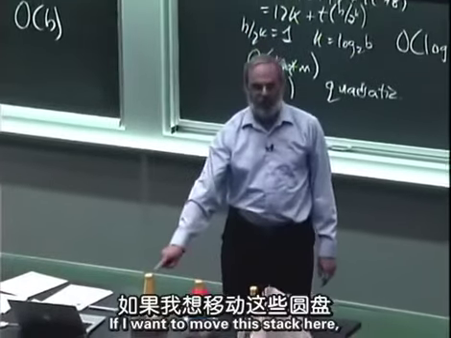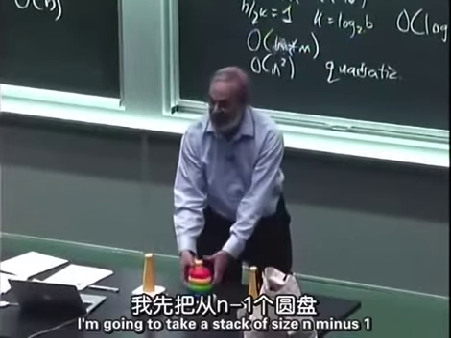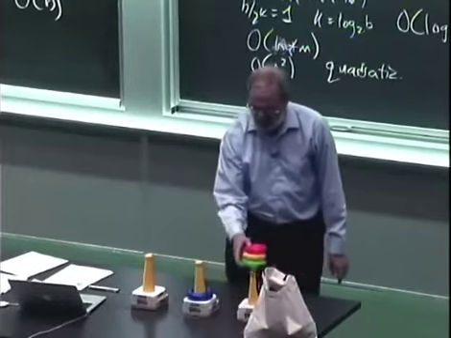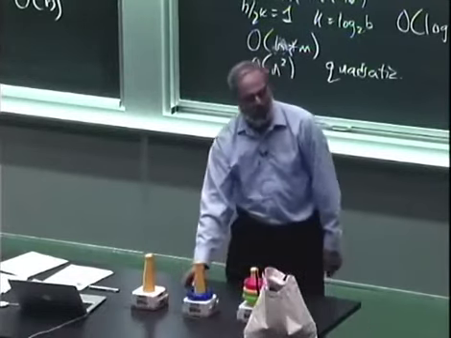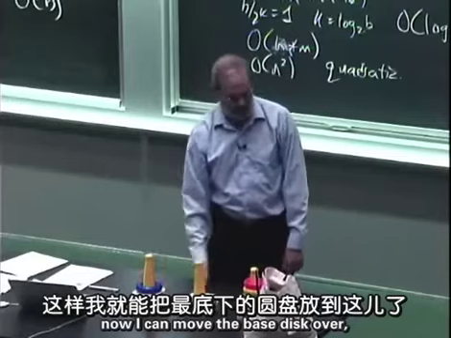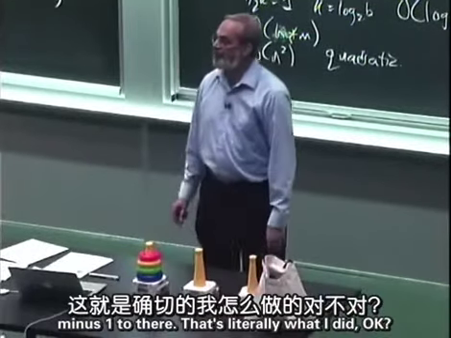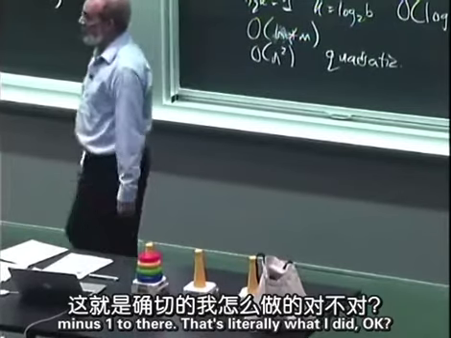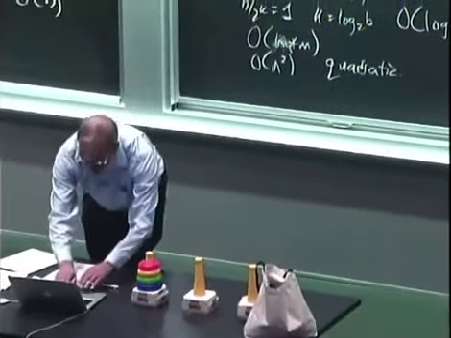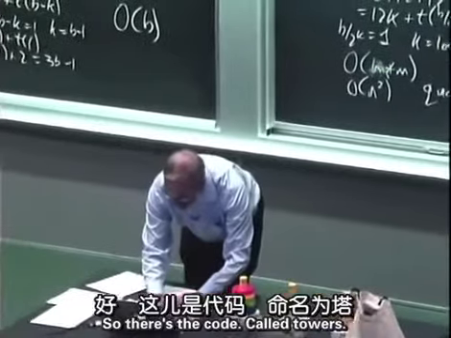If I want to move this stack here, I'm going to take a stack of size n minus 1, move it to the spare spot. Now I can move the base disk over. And then I'm going to move that stack of size n minus 1 to there. That's literally what I did. So there's the code called Towers.